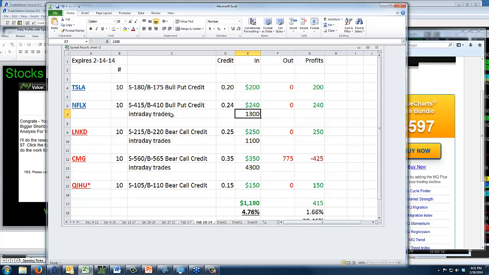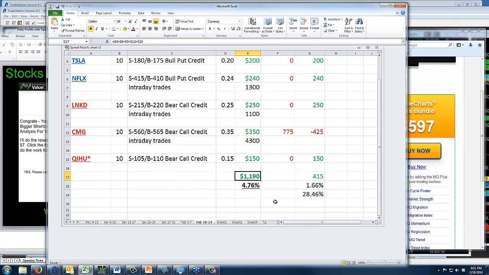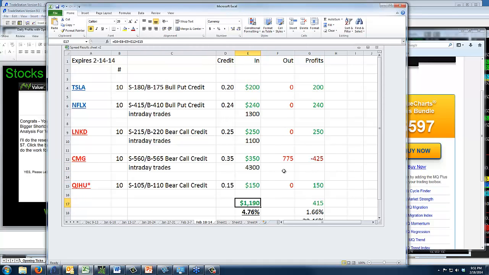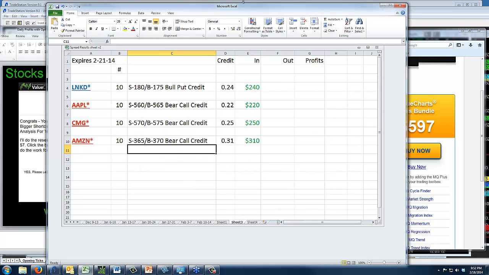I traded some of these intraday, similarly to the trades I showed you. I added on another 1,300, 1,100, and 4,300 in the positions, but that's not counted here. But anyway, we do have other kinds of trades too.